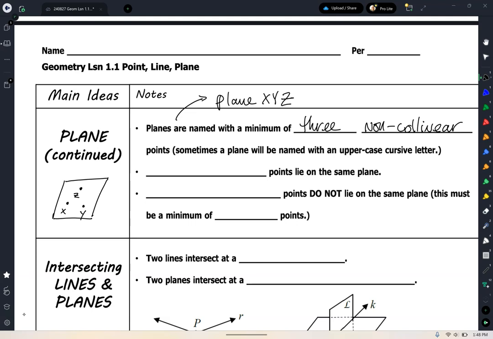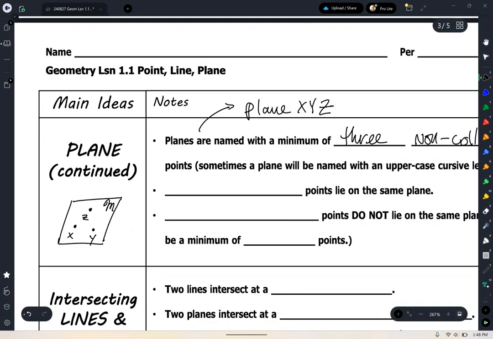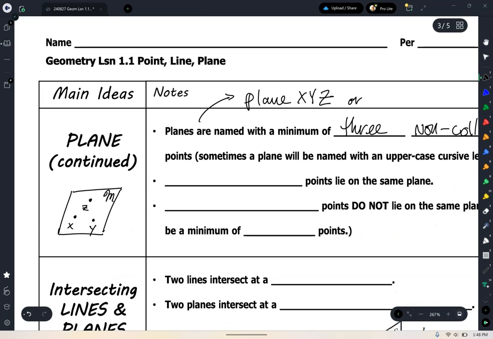Okay. Now, like I said, there's an old school way of seeing this. Sometimes they use uppercase cursive letters, and I know you guys don't really do cursive anymore, but you might see this in the upper right-hand corner of a plane, and in that case, we could say that this is named plane, and then we do this sort of upper cursive letter. Again, that's more of an old school way, but you're going to see it, so you need to know what it is.